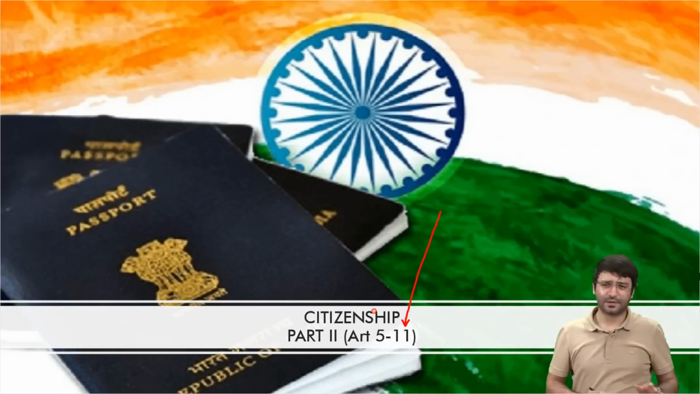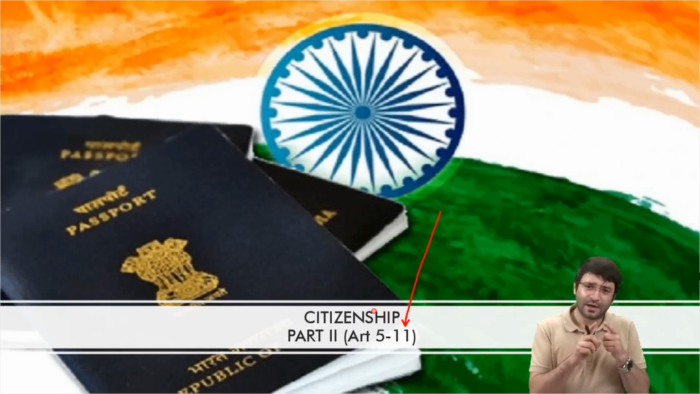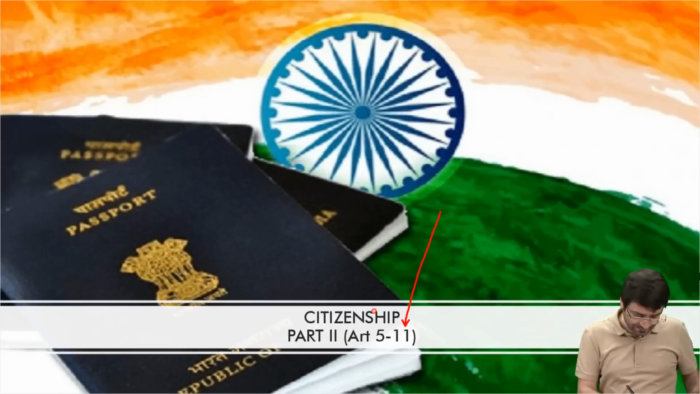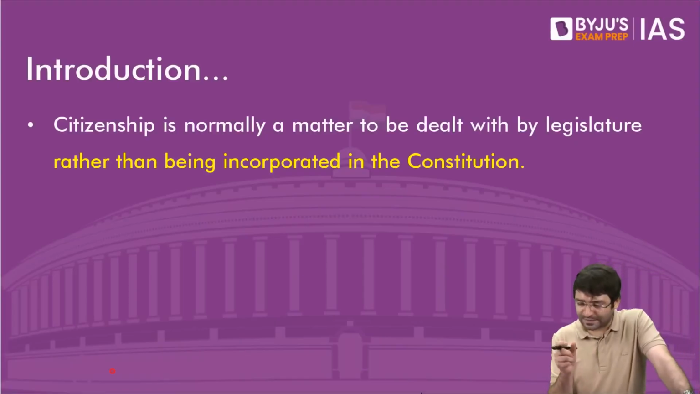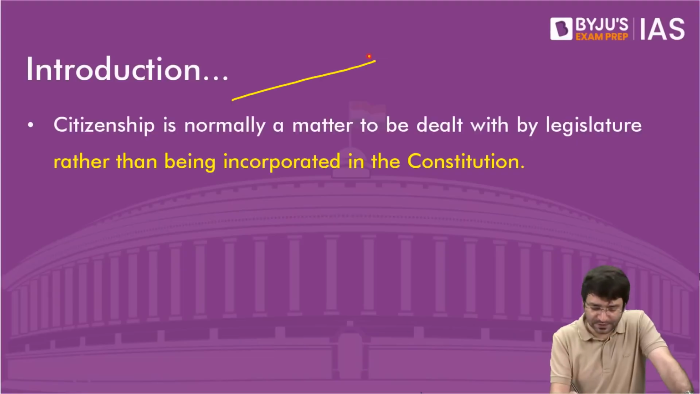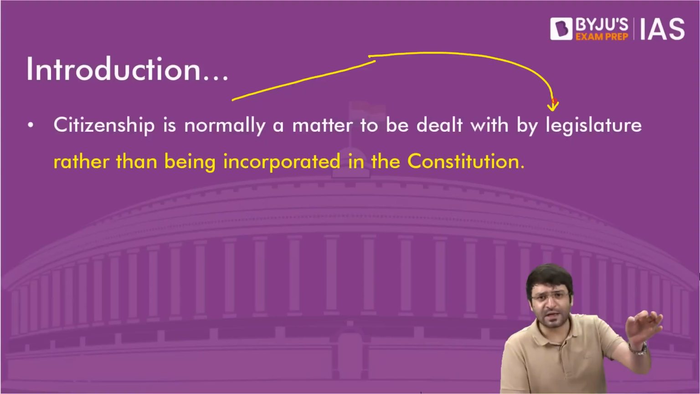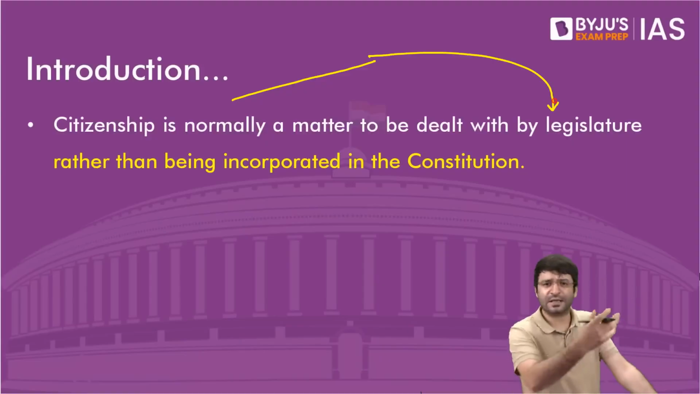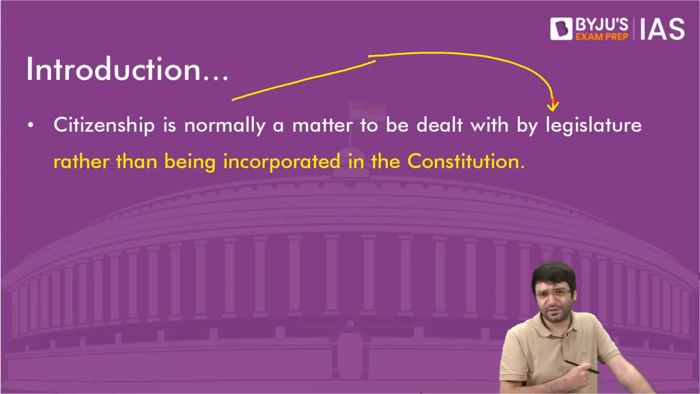Articles 5 to 11. But articles 5 to 10 are not of much significance for the exam now. Article 11 is important and we will discuss Article 11 in great detail. But first up, what do we mean by citizenship? Normally, citizenship is a matter which is left to the legislature. Legislature in the sense, parliament is allowed, parliaments in all the countries, which basically means the government of the day, is asked to decide who can be the citizen of your country, who cannot become the citizen of your country. It's a political decision that is to be taken.